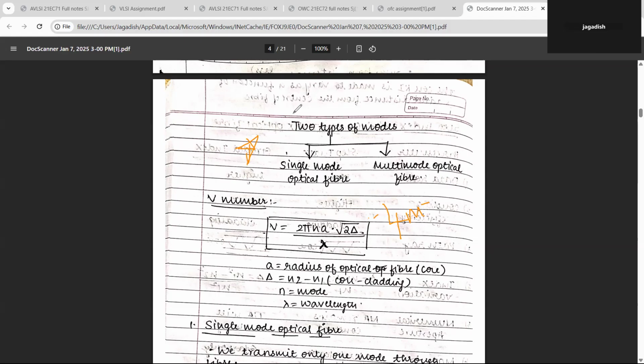So I told you, for step index fiber, what's the formula for this one? Delta. Can anyone tell me for step index fiber?